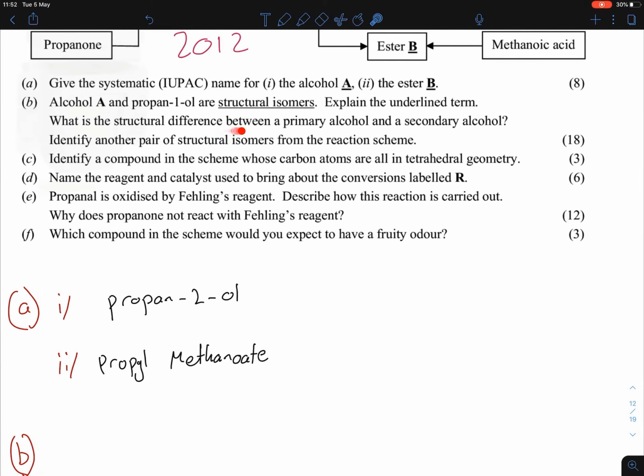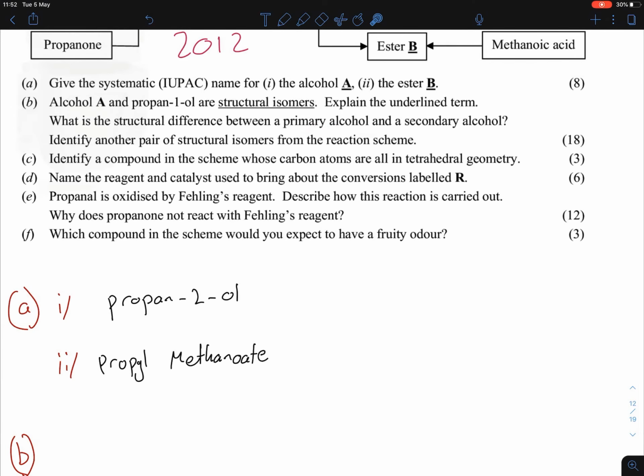What's the structural difference between a primary alcohol and a secondary alcohol? Well, you just need to define both of these. And again, I'm just going to call it out here because we're not focusing too much on definitions, and students make this mistake all the time between primary and secondary alcohols.